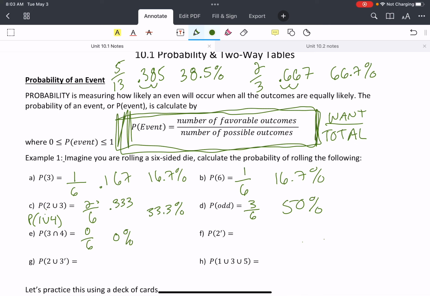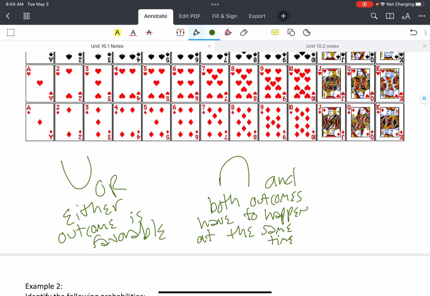I believe you. Okay. So do you see on F, this one has this little apostrophe there, right? Okay, so that means something. It's not a typo. It means something, okay? So the apostrophe is called the not symbol. So what that means is everything but that outcome. So think of it like everything that's not that, or the opposite of that.